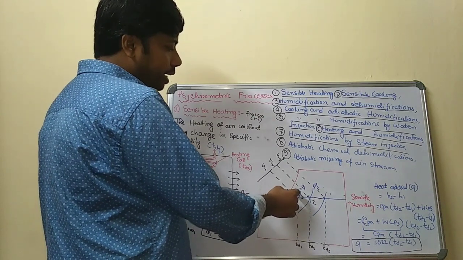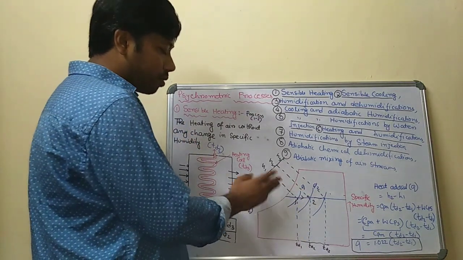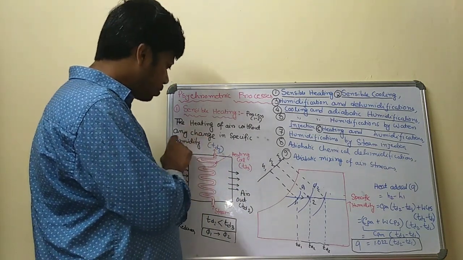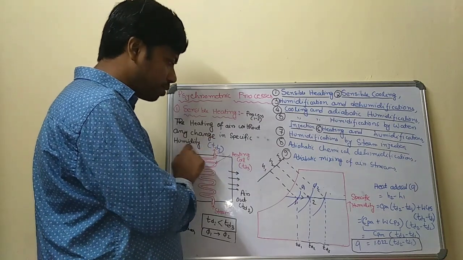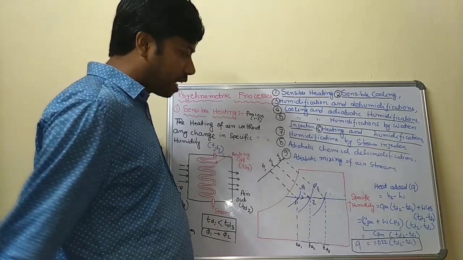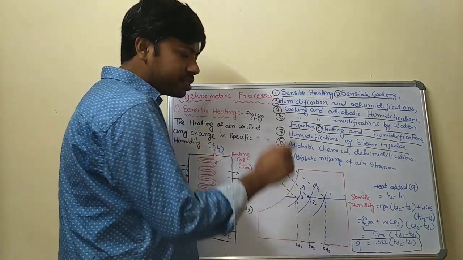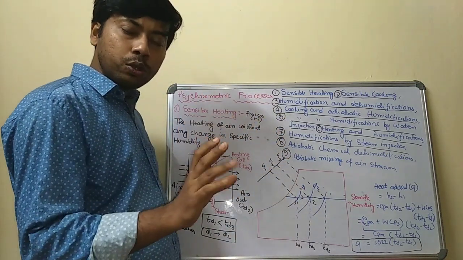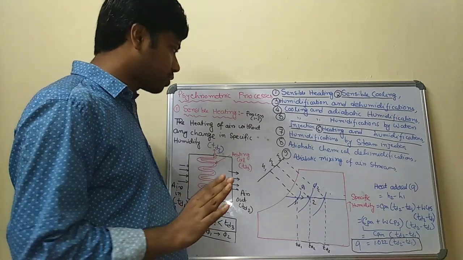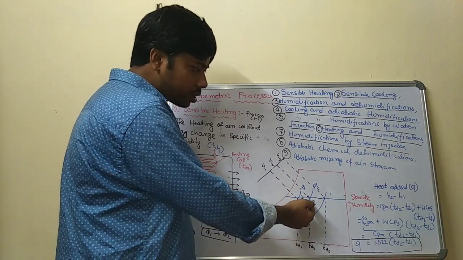Suppose this corresponding line is the relative humidity, that is your phi1. And one more point: in this sensible heating process, there is no change in specific humidity, which means specific humidity is constant. That means if the sensible heating process is 1 to 2, then W1 is equal to W2. Specific humidity is constant, no change in the specific humidity, that will be W1 equal to W2.